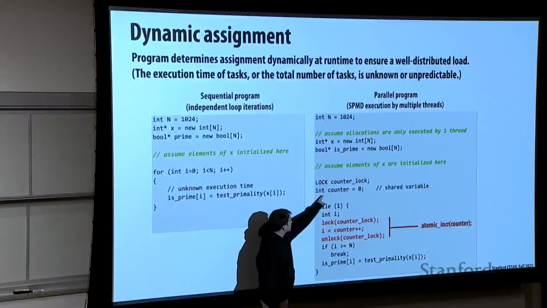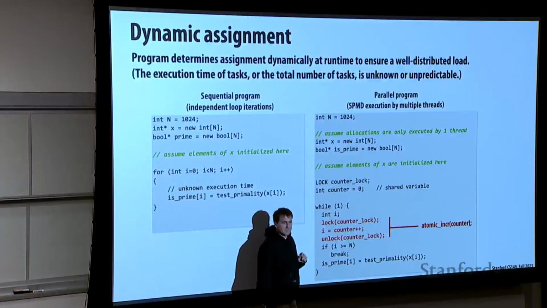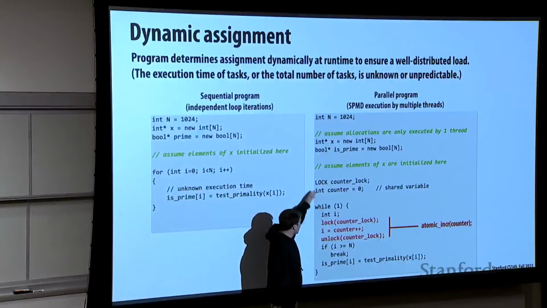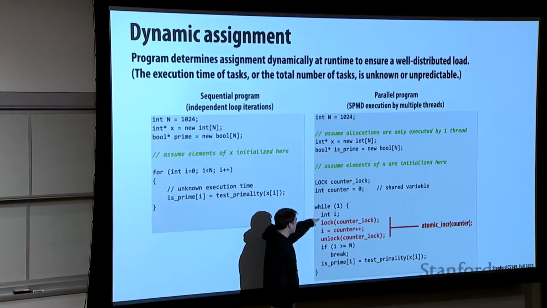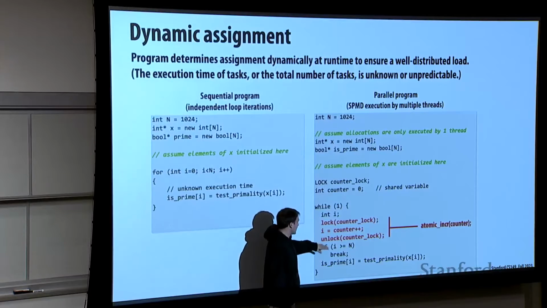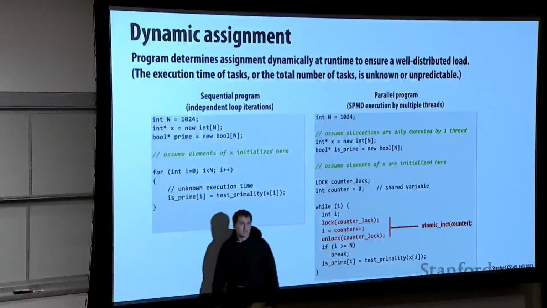And the key thing here is there's a counter, and there's a lock on that counter. So the counter starts at 0 and counts up to n. And then every thread says, well, if I have nothing to do, grab the lock, increment the counter, and then whatever the counter's value is, I'm responsible for that number.